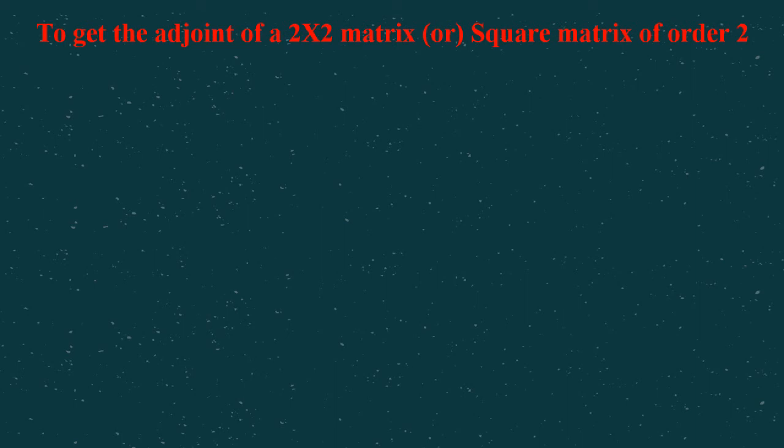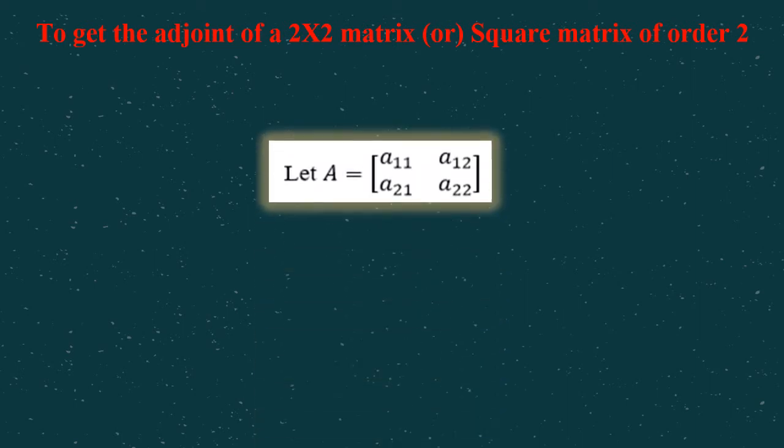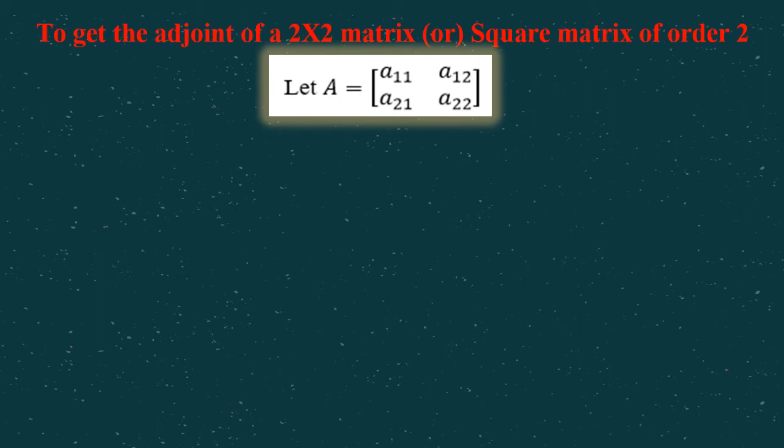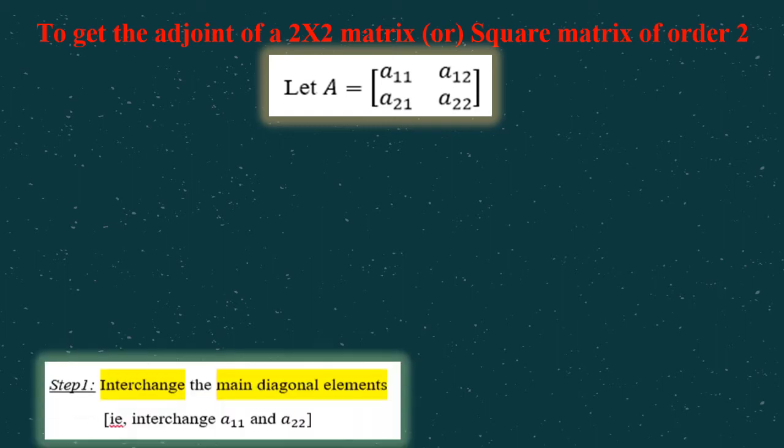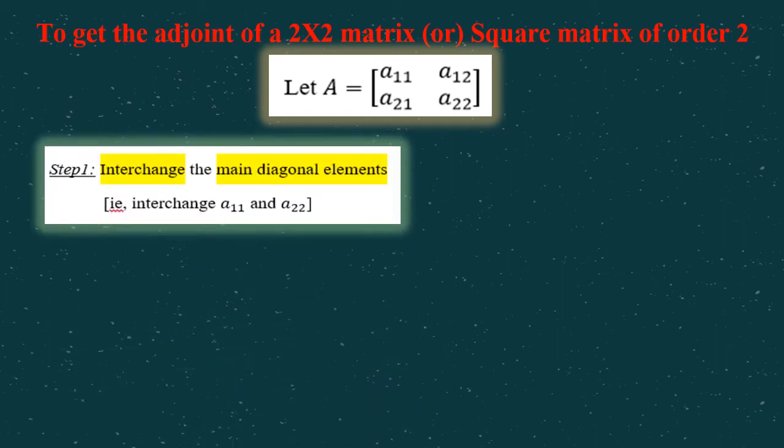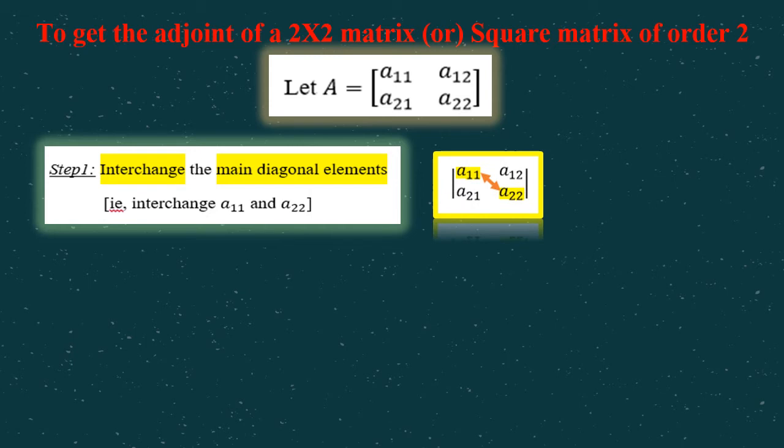To get the adjoint of a 2 by 2 matrix, or square matrix of order 2, let capital A equal A11, A12, A21, A22, a 2 by 2 matrix. Now step 1: interchange the main diagonal elements, that is, interchange A11 and A22. See, the highlighted elements are getting interchanged.